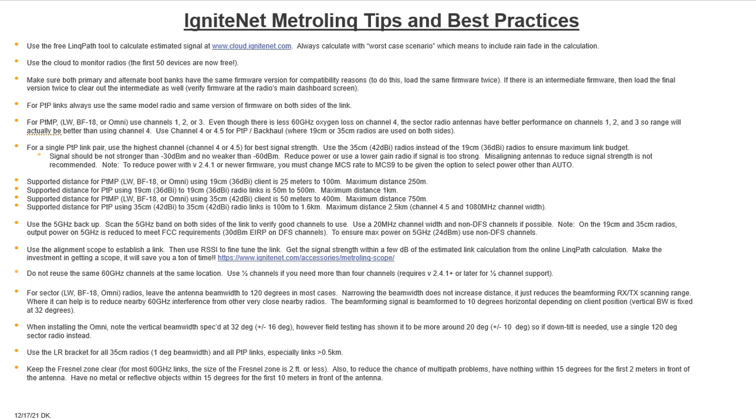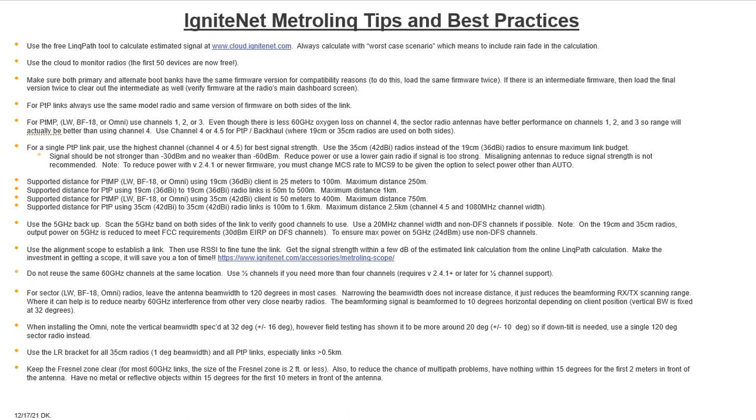Okay, so for point-to-multipoint, when I refer to point-to-multipoint, I'm referring to the LW, the BF18, or the Omni. Those are all our sector radios, the base station sector, 120-degree sectors. Now the Omni has 3 120-degree sectors, but effectively it's really just three 120-degree radios inside of it to create 360 degrees of coverage. It's best to use channels 1, 2, or 3, not channel 4.